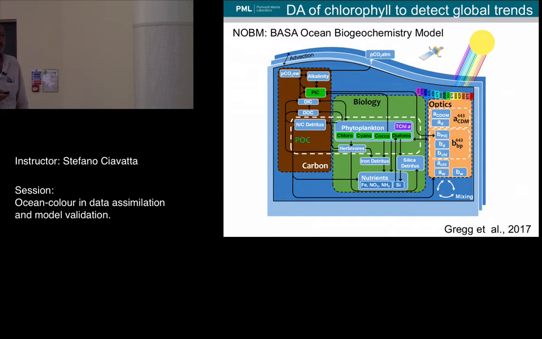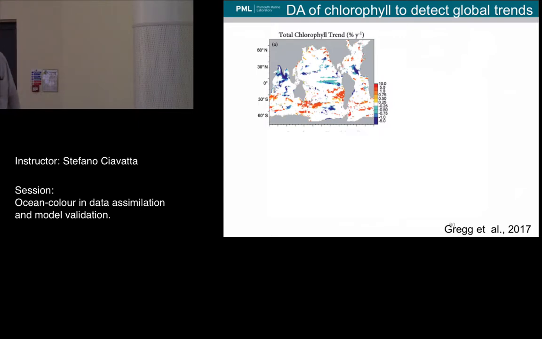By applying this method and a quite simple data assimilation method, they produced a reanalysis of the global ocean chlorophyll spanning years 1998-2015, and then they assessed the trends in the global ocean of the total chlorophyll. So this is a map of the trend in percentage per year of the chlorophyll concentration in the global ocean. They reported just values that were statistically significant, I think at the 95% confidence level.